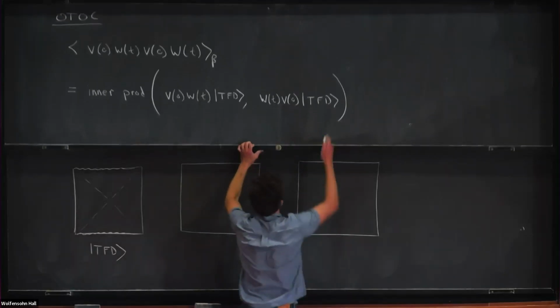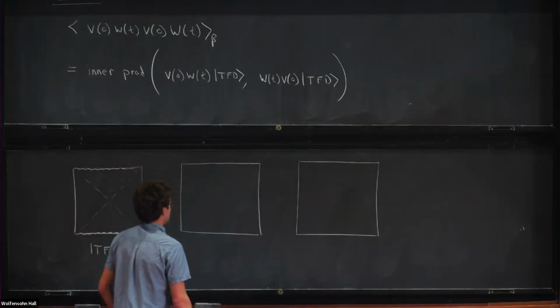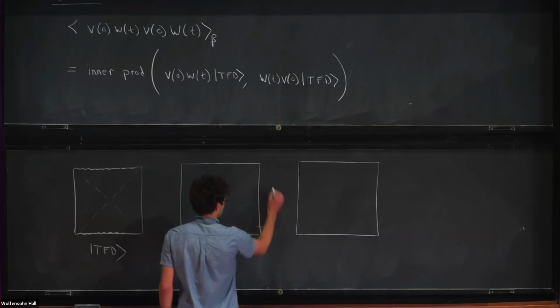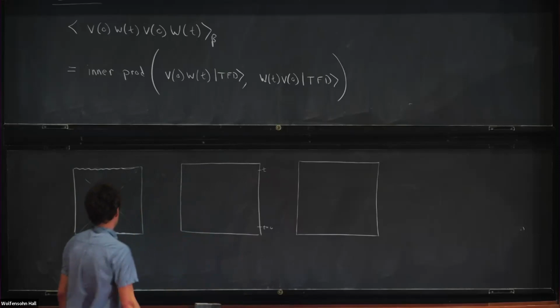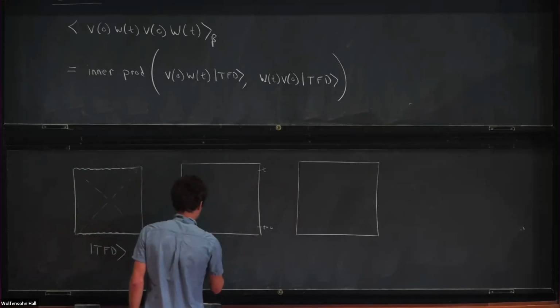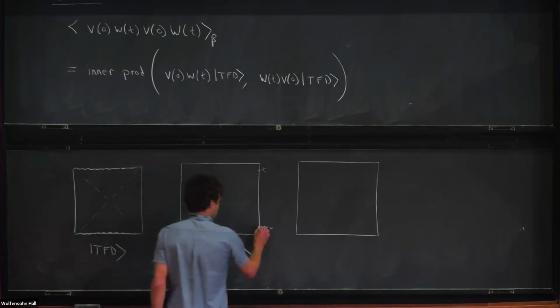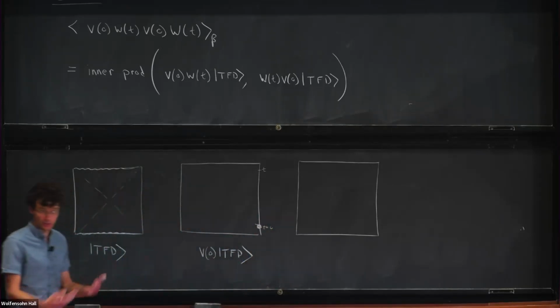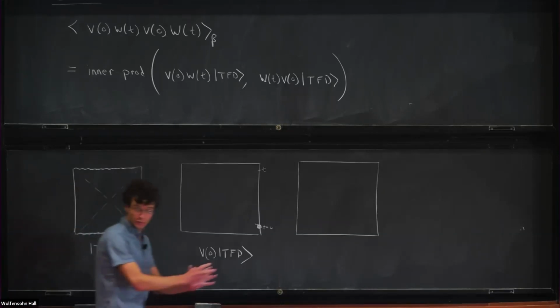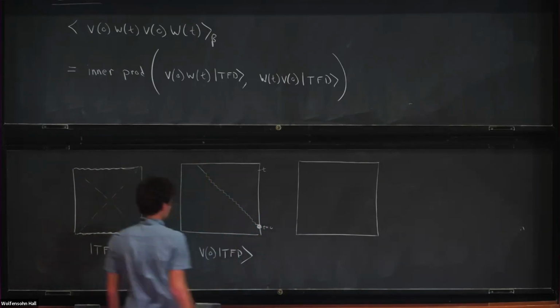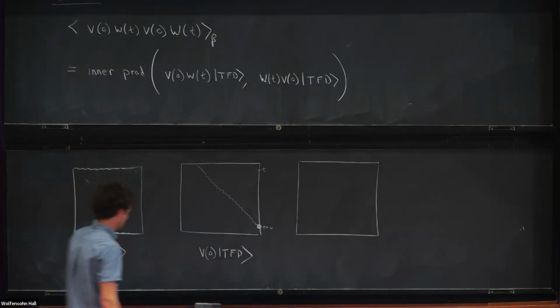So we start with a thermal field double. Let's act with an operator at time 0. So let's say that time 0 is here, and time t is up here. Let's try to understand what this state looks like. To do that, we should act with an operator V of 0, and it creates a particle. Again, it's a particle with a wave function. But the center of the wave function moves in like this, falls into the black hole. So that's what that state looks like.